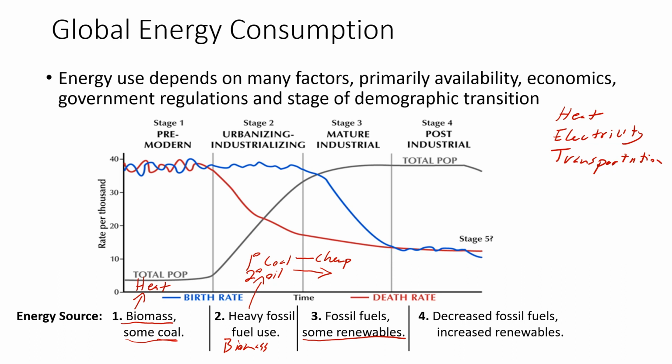And then finally, in the post-industrial stage, we're going to decrease the amount of fossil fuels and increase the renewables. If we had stage 5 on here, then our fossil fuels would be decreasing even further and perhaps even just 100% renewables. Okay, so that's the general trend that we see around the planet as populations go through the demographic transition with respect to our energy resources.